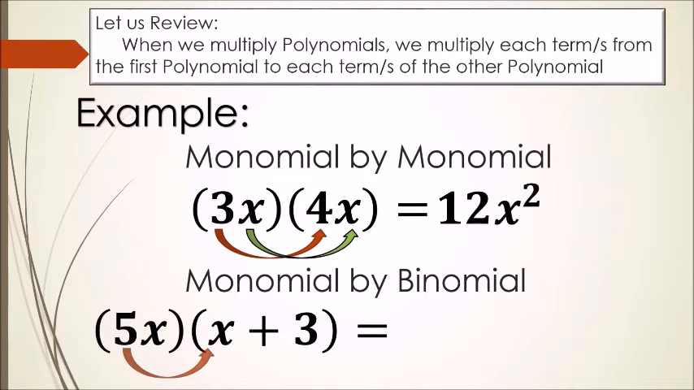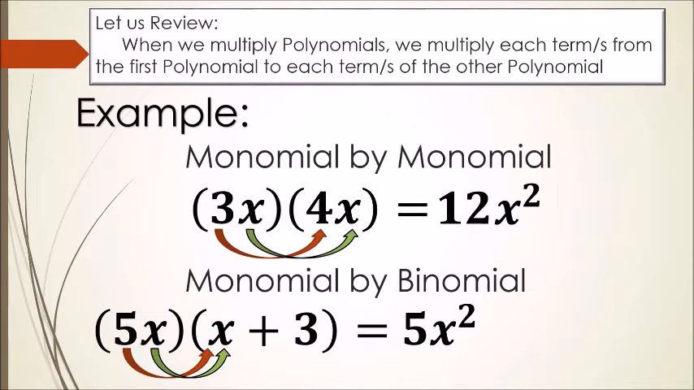Tingnan natin. So ganito, 5 times the invisible 1. Tinatawag ko siyang invisible 1 kasi hindi na natin isinusulat yung coefficient na nandito. Since 1 is the coefficient of x, no need to write 1 here. Pero meron tayong coefficient dito na 1. So 5 times 1, and that is 5. Next, we multiply the variable x. So x times x is x squared.